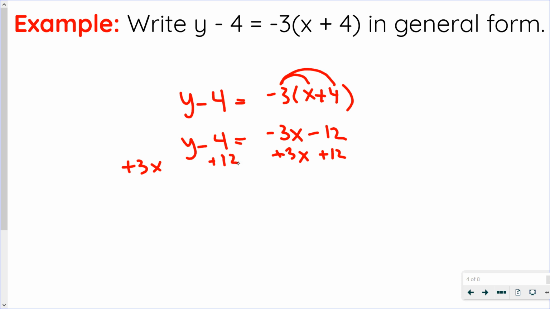So negative 3x and 3x is gone. Negative 12 and 12 is gone. I set it to 0. And then I have 3x plus y, negative 4 and 12. That is positive 8. So everything is on one side. It's set to 0, no fractions, no decimals, and the number in front of x is positive. So that's how I go from point slope form to general form.